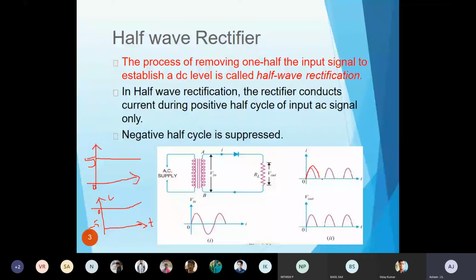Now come to the definition. In a half-wave rectifier, the rectifier conducts current during only the positive half cycle of the input AC signal. The negative half cycle is suppressed. Let's see the operation of this diagram.